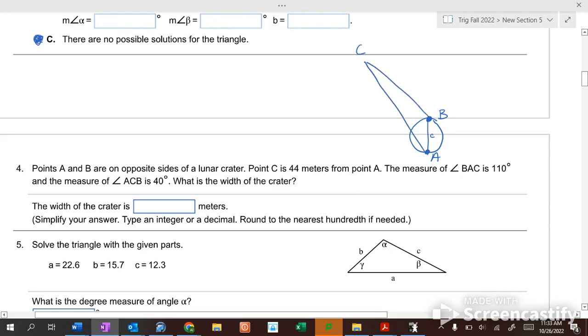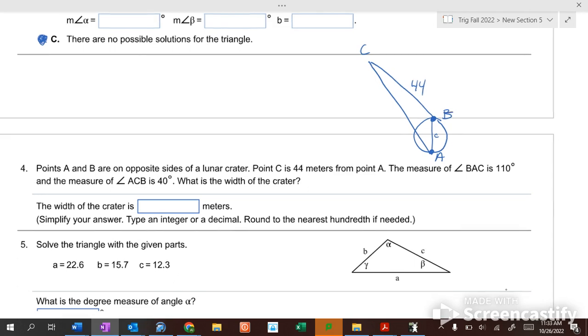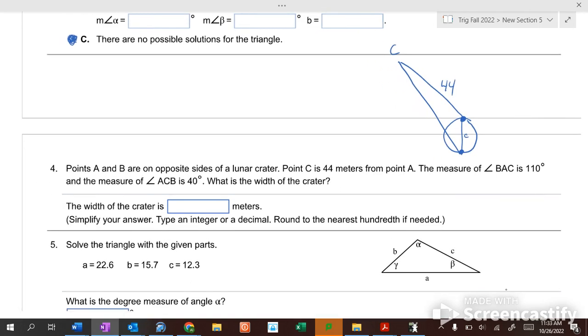Is that better, Maggie? Yeah. Okay, there's C. Now we know C is 44 from A. A is up there, that's what I meant. A, B. There we go. 44 from A.